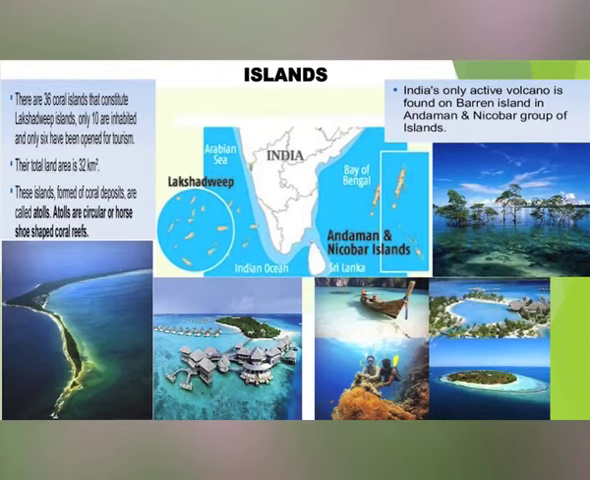Now, the geographical phenomena, before leading to what can be a natural resource, we need to understand what I have shown through my slide here: that in India, as I have been saying, we have two groups of islands. One is Lakshadweep, which has 36 coral islands, and only 10 are inhabited and 6 have been open for tourism. The total land area is only 32 square kilometers, and they are formed of coral deposits and are called atolls. So, what is this? These are the coral reef islands, and people do visit Lakshadweep for that particular feature.